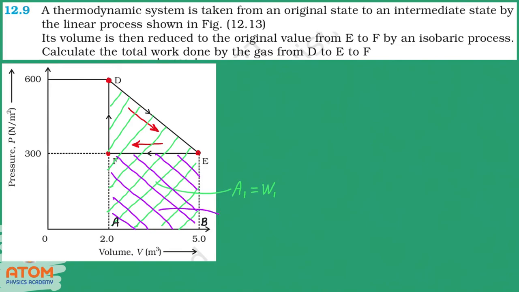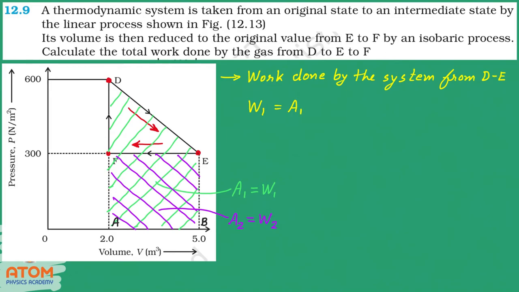Then this area, let me call it A2, will give me the work while moving the system from E to F, that is, let us say W2. So, this way, by finding the area below the line of the process, we can find the work. Now, here we have to find the work from D to E and from E to F both. First, we will find the work done by the system from D to E. That is what we already said is W1, and W1 is equal to area A1.